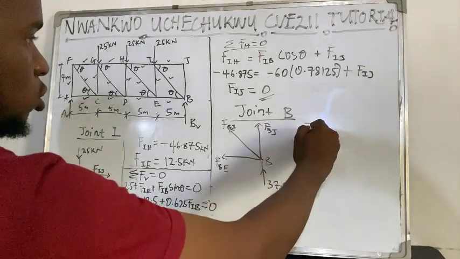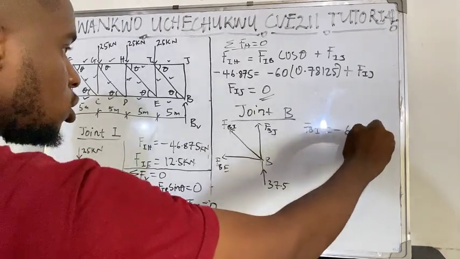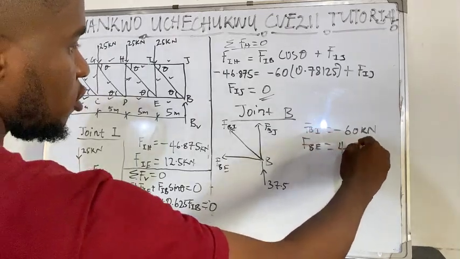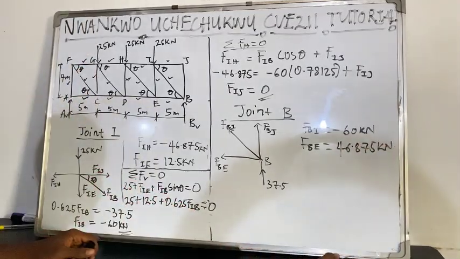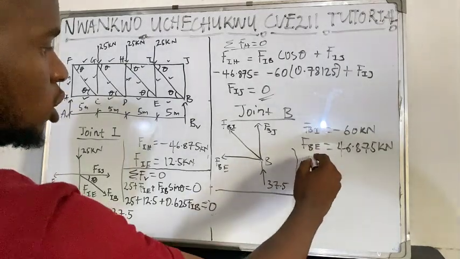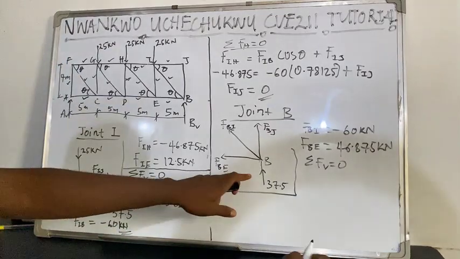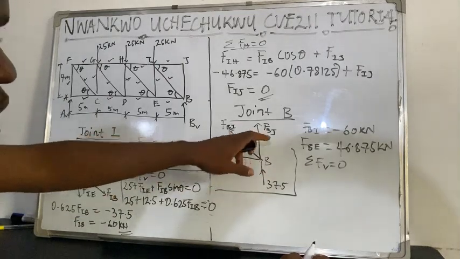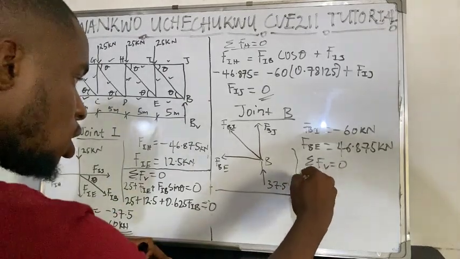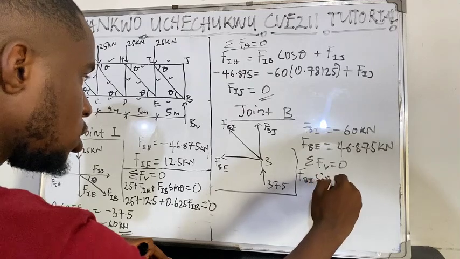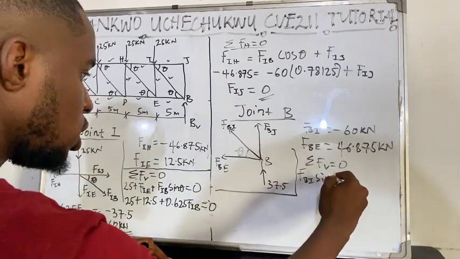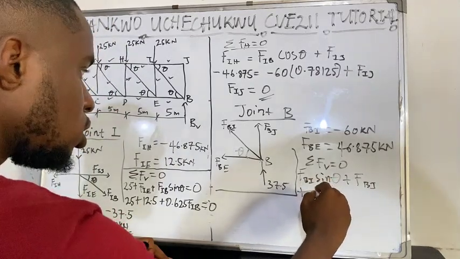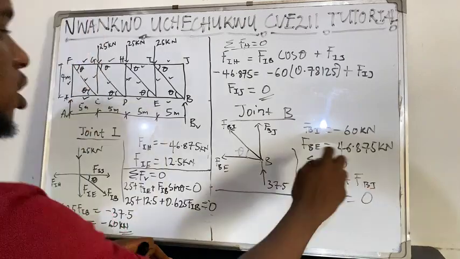Right, so the ones are already known. FBI is equal to minus 60 kilonewtons. FBE is equal to 46.875 kilonewtons. So we do our summation of vertical forces equal to zero. So these are the vertical forces here: this 37.5, this FBJ here, and then when we resolve this FBI on the vertical axis, we have FBI sine theta. Okay, this is where our theta is. Sorry, I omitted that. Sine theta plus FBJ plus 37.5. They are all acting in the same direction. That's why we have plus, plus, plus all the way.